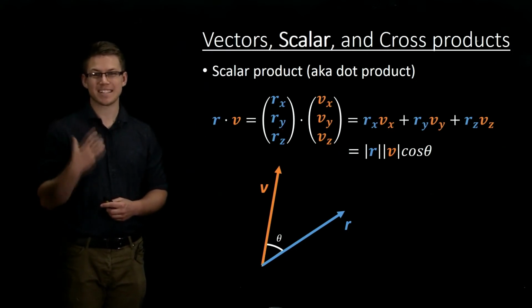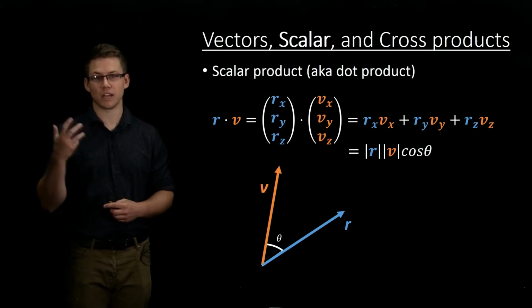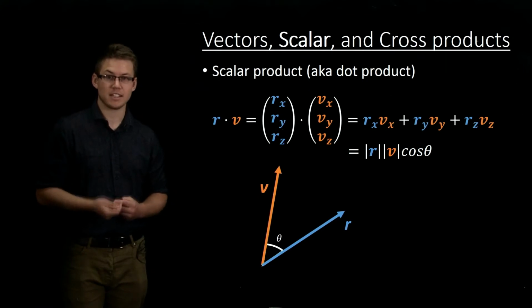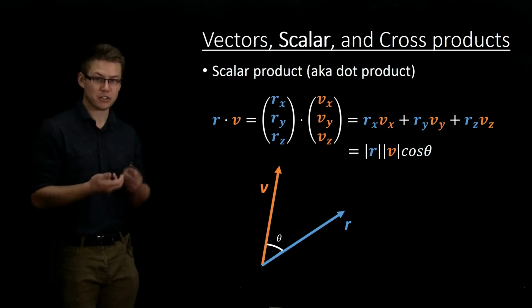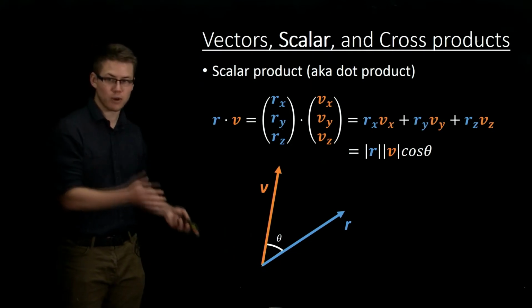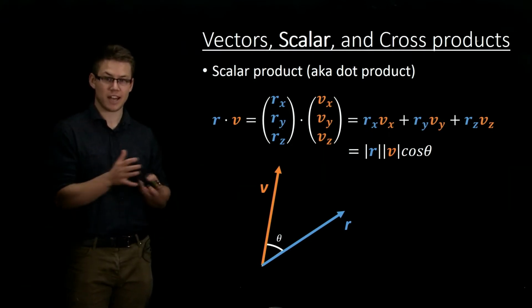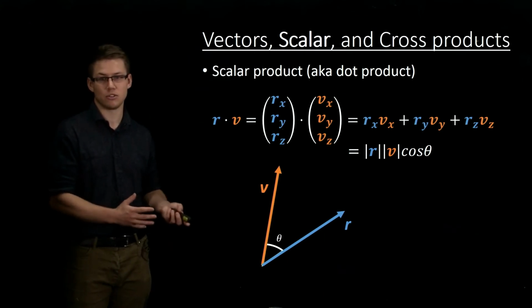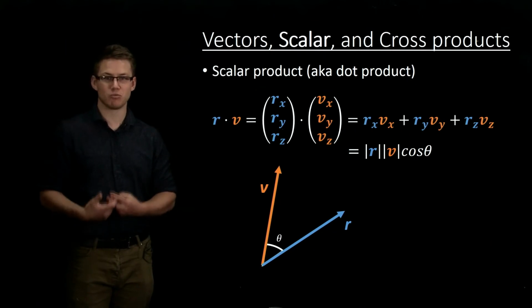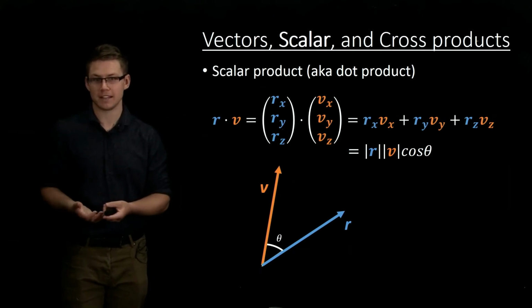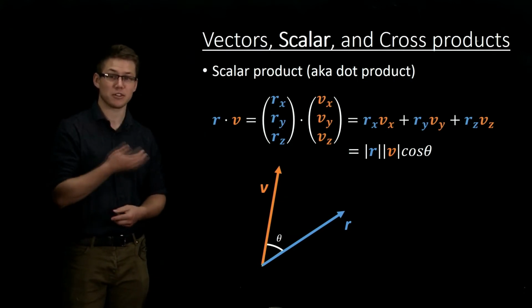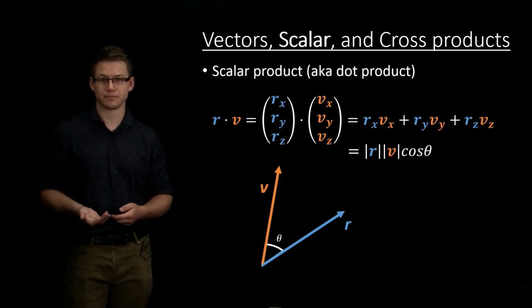Now that is a scalar number, which is why this is called a scalar product. Another way to calculate this is the magnitude of r times the magnitude of v times cos theta. And there's a pictorial representation down the bottom here. You see that theta is the angle between those two. Those two ways of calculating this are exactly equivalent. It just really depends on what the problem at hand is which way you'll do it. Most often you'll see it being the magnitude of r times the magnitude of v times cos theta.